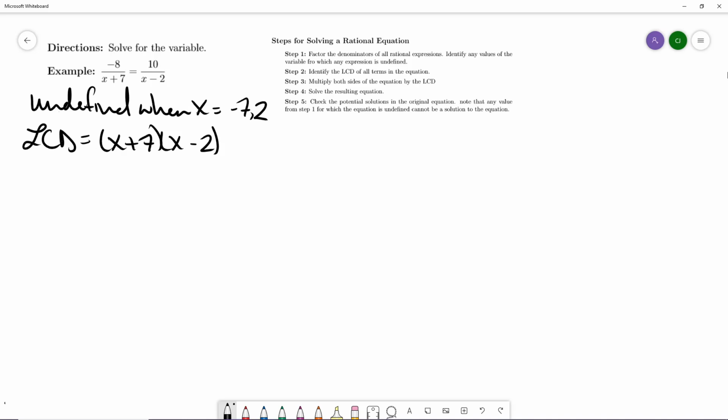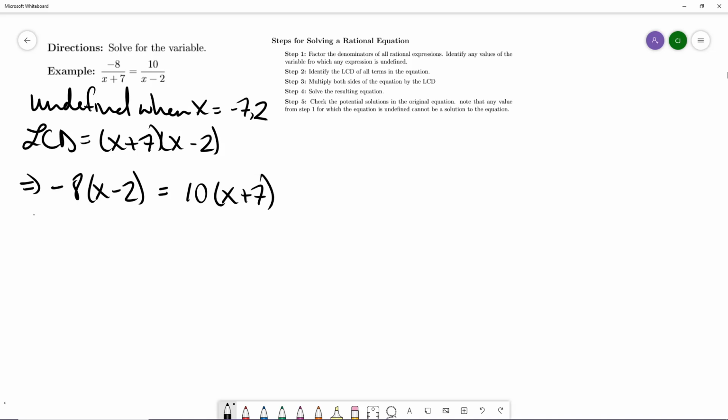So from step 3, I want to multiply both sides by the LCD still. So if you'd like, I am completely fine if you do it in your head. So since you see above what the LCD is, if you mentally multiply that, you can immediately tell me that this is negative 8 and then x minus 2. And then this would be equal to 10 times x plus 7.